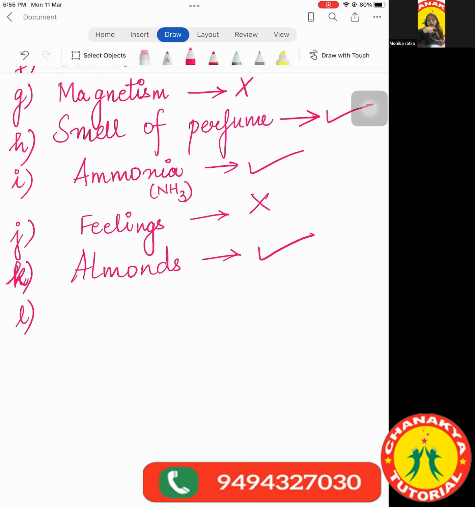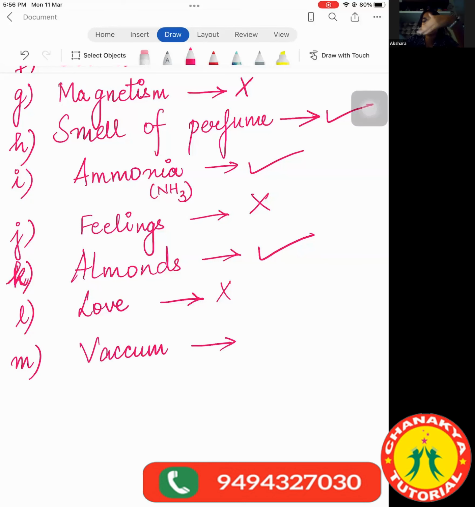Okay, let us begin from Vanisha. Vanisha, you tell me about love. What do you think? Ma'am, it is not a matter. Just be thinking, why is ma'am writing love kind of things? Because this is there in our NCERT book also. So we should know, right? Next, Akshara, vacuum. Ma'am, it is matter.